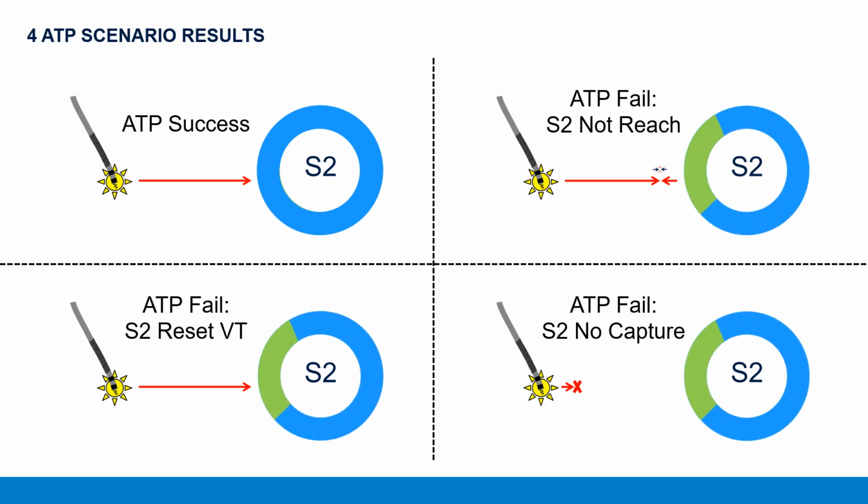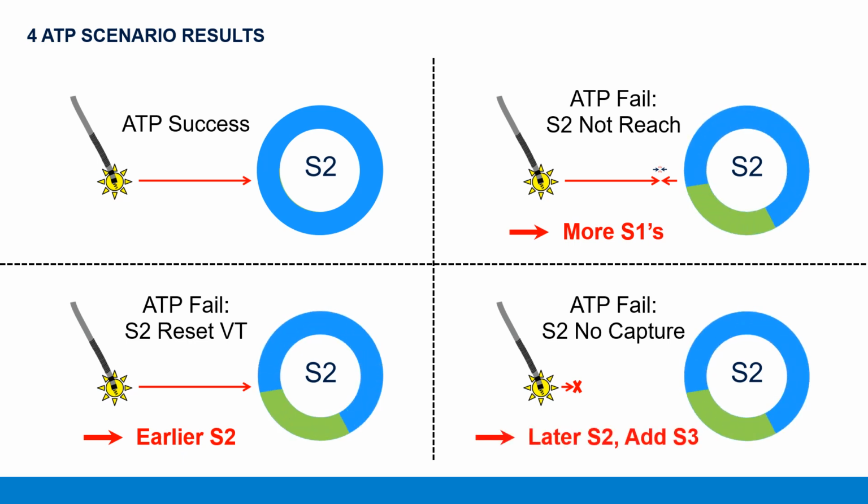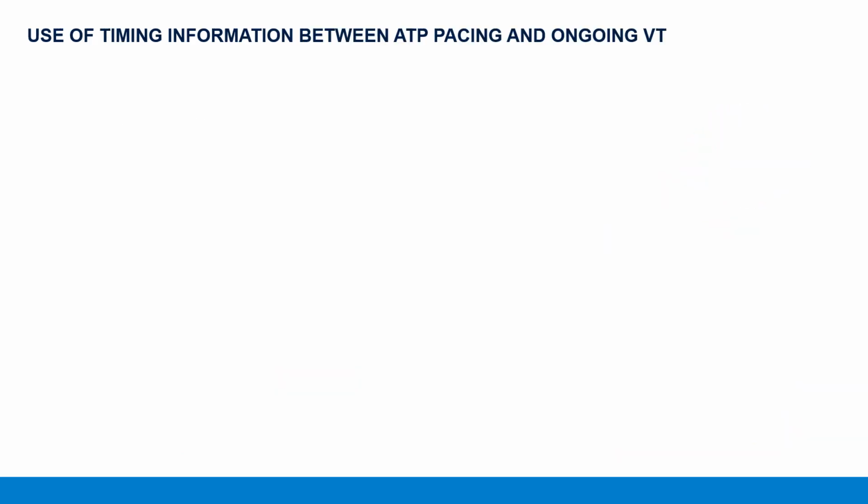And again, to review, in the top right scenario, in order to succeed, you'd need more S1s in order to get to the circuit with that S2 beat. In the bottom left scenario, we need to deliver an earlier S2 in order to terminate by hitting the excitable gap at a more favorable location. And in the bottom right scenario, where we didn't capture, we need to have the S2 beat later and then add an S3 beat in order to have that last pulse get to the tachycardia at the right place and time to terminate VT.